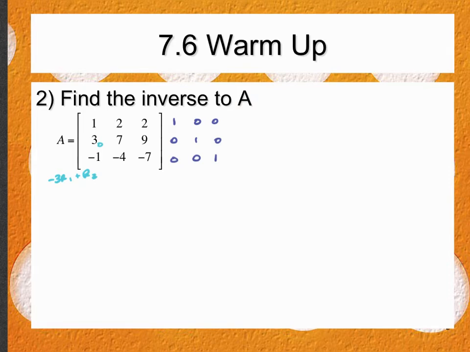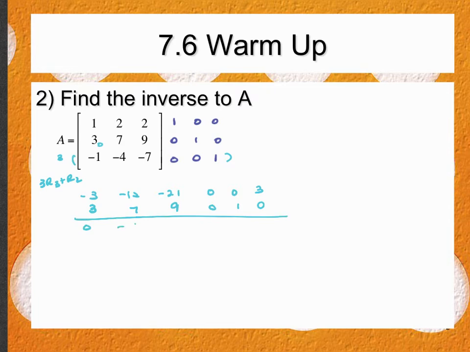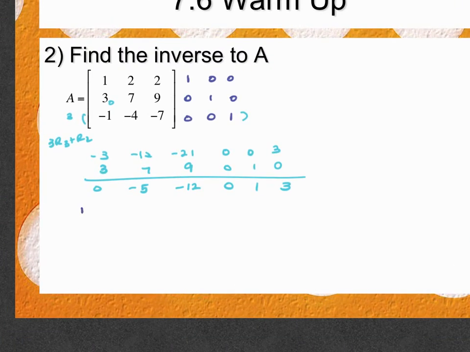So out of curiosity, how many of you used row 1? How many of you used row 3? Okay, so let me do that one then. So 3 row 3 plus row 2. -3, -12, -21, 0, 0, 3, 3, 7, 9, 0, 1, 0, 0, -5, -12. And that takes the place of row 1. No, row 2, sorry.